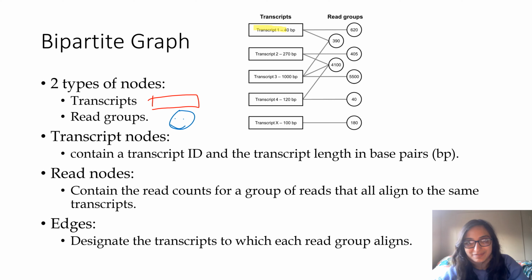So we have transcript 1. Transcript 1 has this all to itself. And this is when I will talk about the unique mappings that we're looking at. Transcript 2 has this all to itself here, this 405.